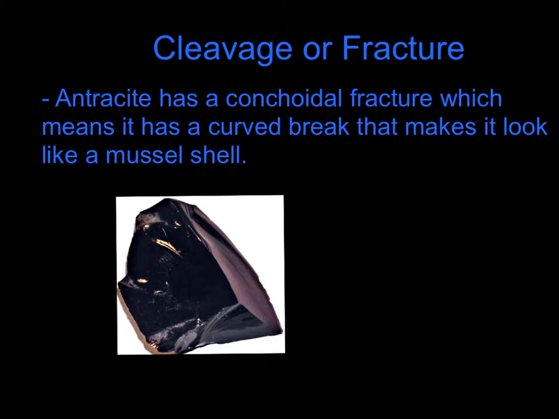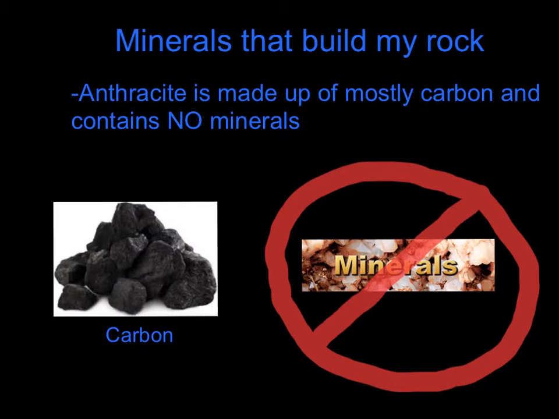Anthracite fractures and does not cleave. Anthracite's usual fracture is a conchoidal fracture, which means it has a curved break that makes it look like a mussel shell. If you don't know what a mussel shell is, it's like a curved pyramid.